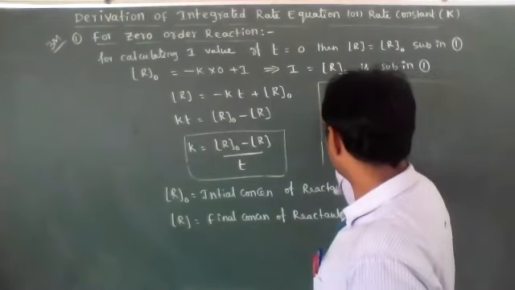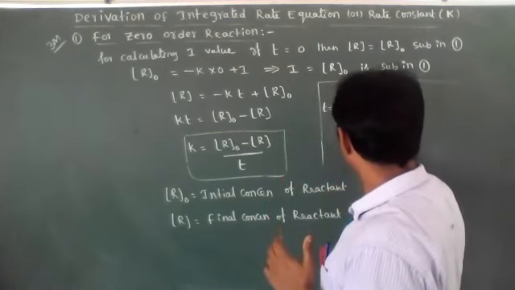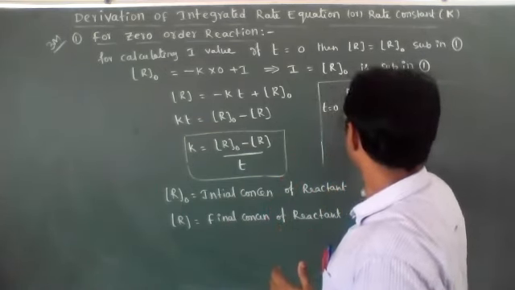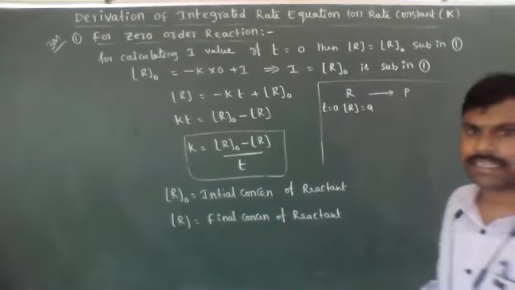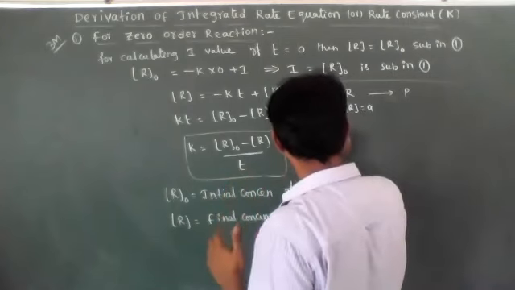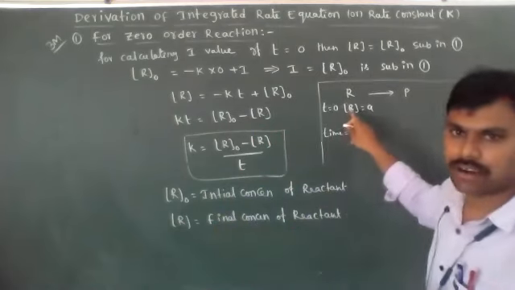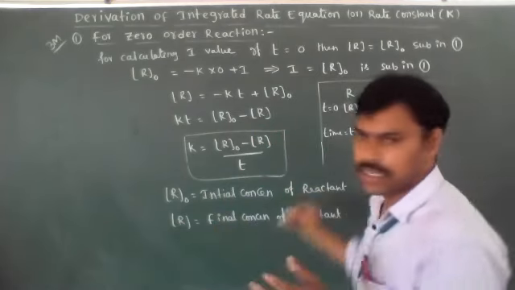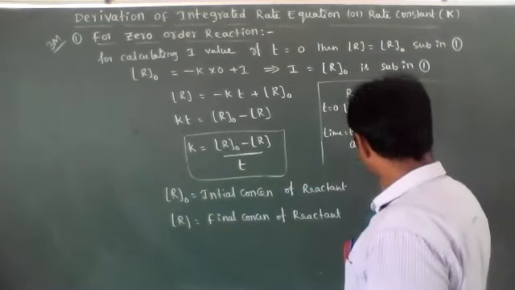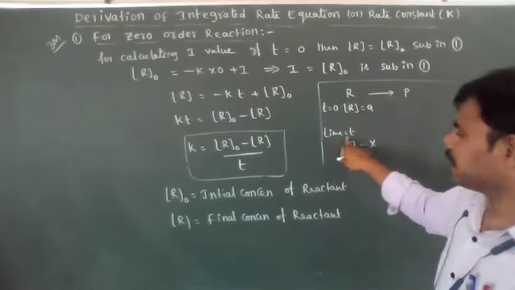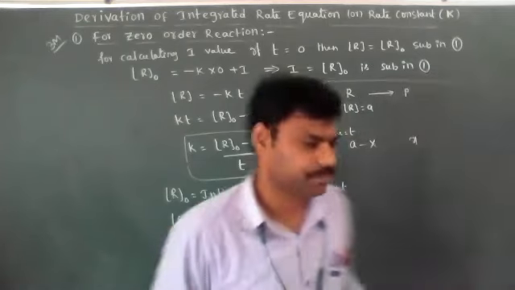If time is equal to 0, then the concentration of reactant is equal to a. At time t, in that case, some amount x of the reactant will have decreased, meaning a minus x remains. At the final time t, x amount of product is formed.